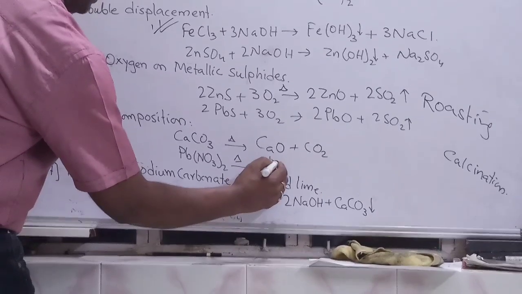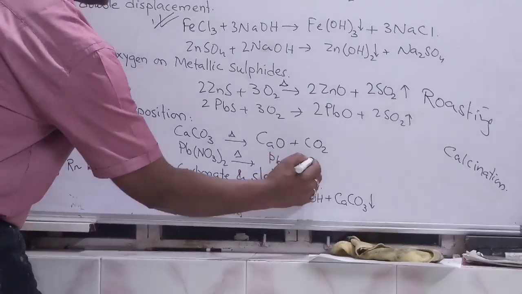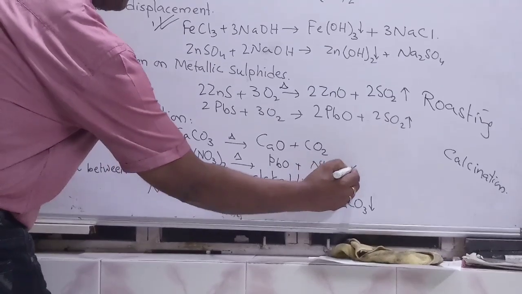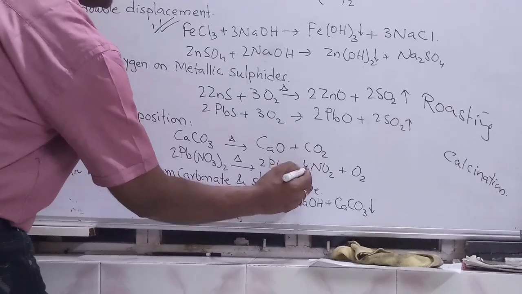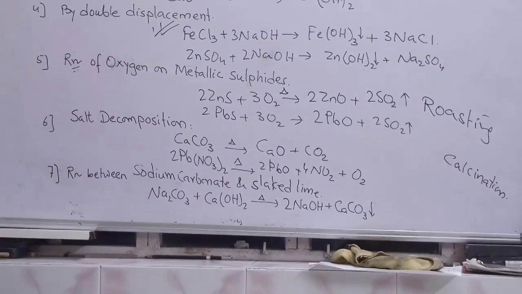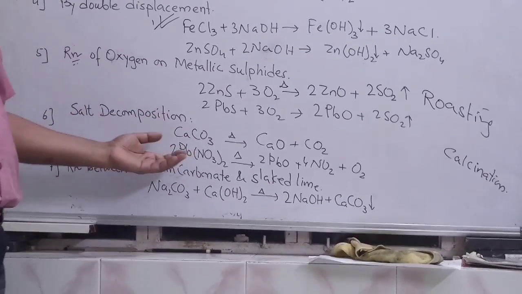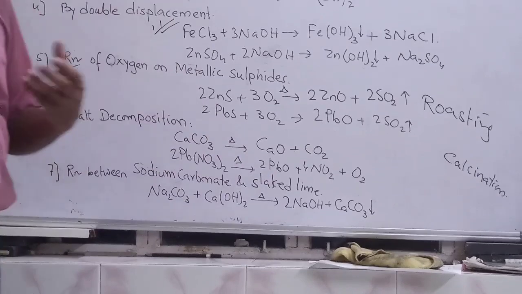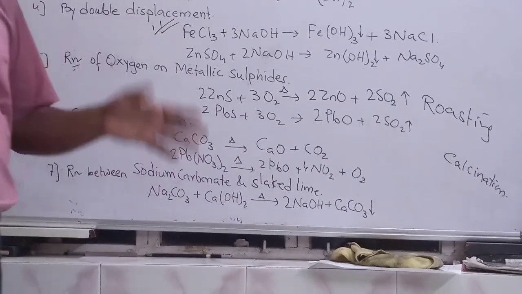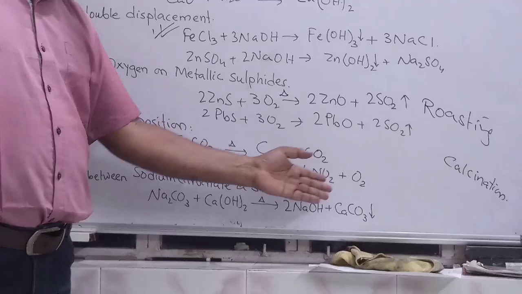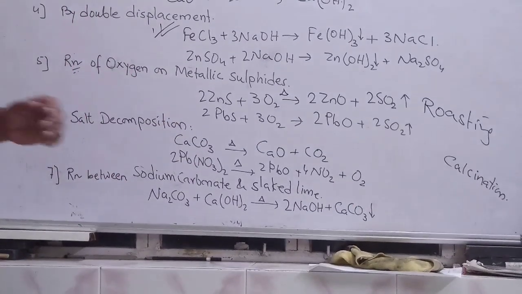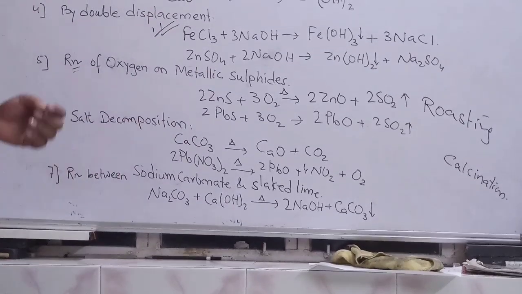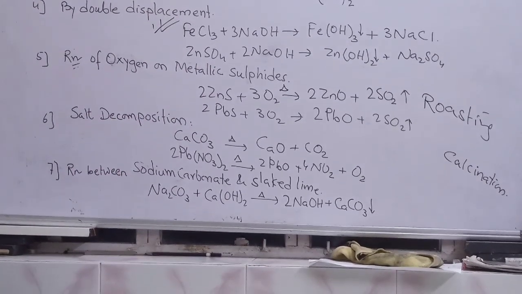Here it produces lead oxide, and it produces nitrogen dioxide, and also produces oxygen. So students, here you can see NO2 and O2. Here you see this lead nitrate is a colorless crystalline salt. PbO is yellow colored, nitrogen dioxide is yellowish brown and forms a brown gas, and oxygen is again formed, which catches fire when you bring a burning splinter near it.